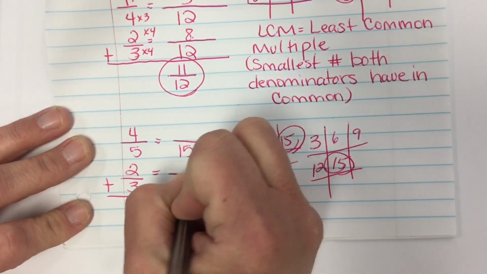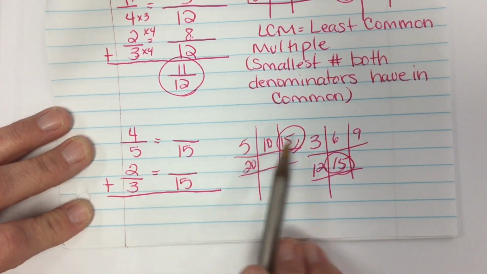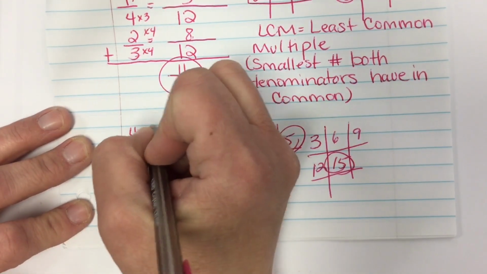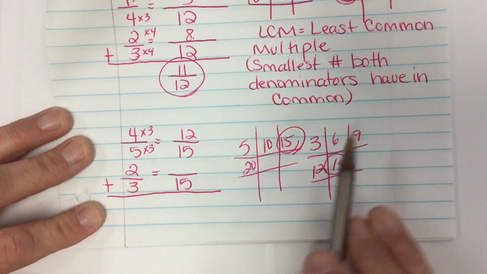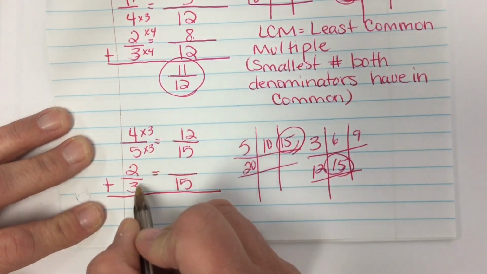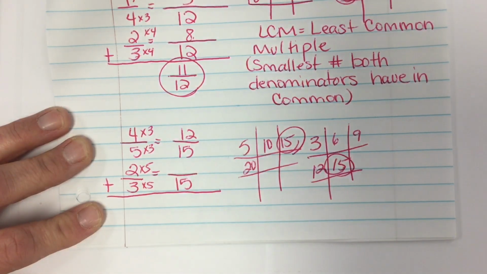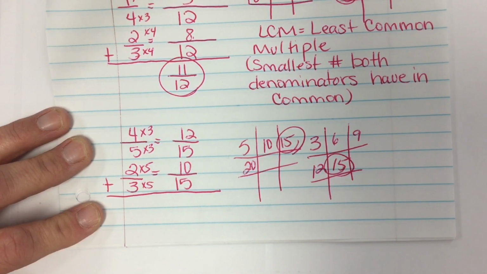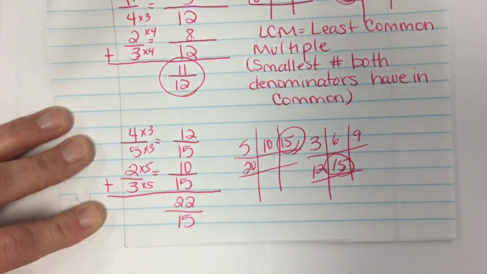Okay, so you made equivalent fractions. All right, so 5 will go into 15 1, 2, 3 times. So we're going to multiply 5 times 3, so then we have to multiply the numerator times 3. 4 times 3 is 12. 3 goes into 15 1, 2, 3, 4, 5 times. So 3 times 5 equals 15. So then we have to do 2 times 5, sorry. 2 times 5 is 10. Now add it up. Okay, you should have 22 over 15.